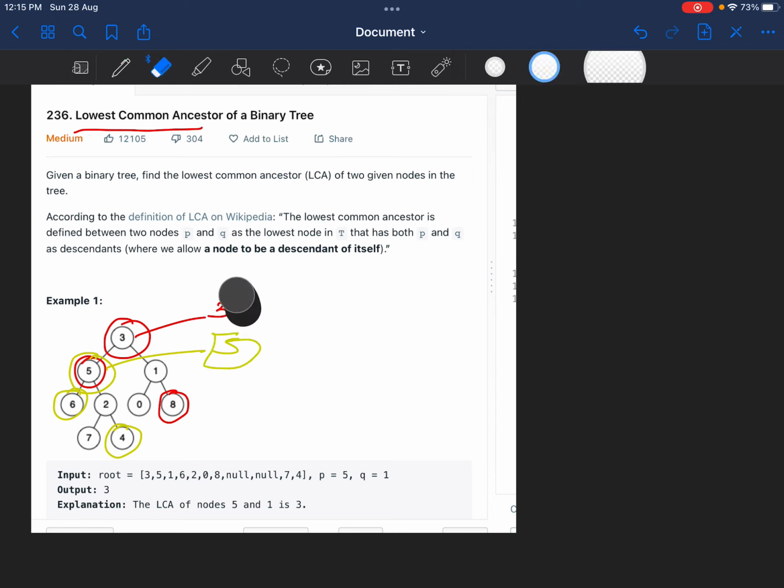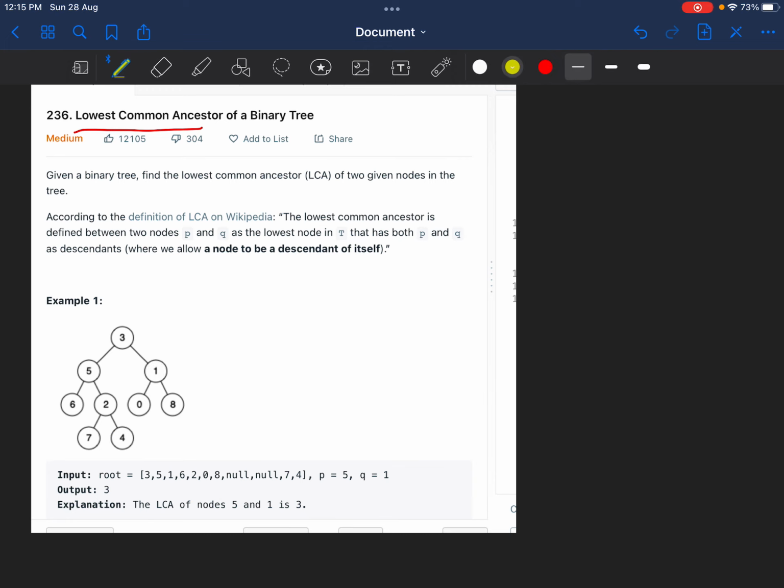It is the lowest common parent. And another example would be: you are given node 5 and, say, 1. So what is the lowest common parent? It would be 3.